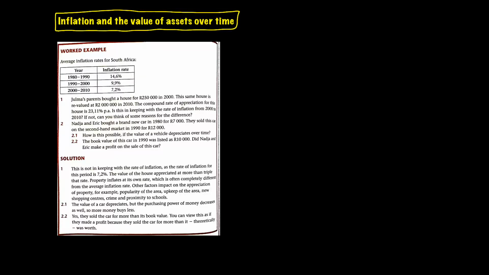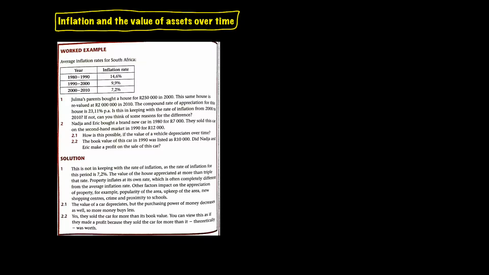So if you look at the worked example on page 140, the table gives the average inflation rates for South Africa over 3 decades. So 1980 to 1990 was 14.6%, 1990 to 2000, 9.9, and 2000 to 2010, 7.2. So that also speaks to what I spoke about in the last video, that the inflation rate has come down since the dawn of democracy in South Africa. Okay, so let's look at these 2 questions.